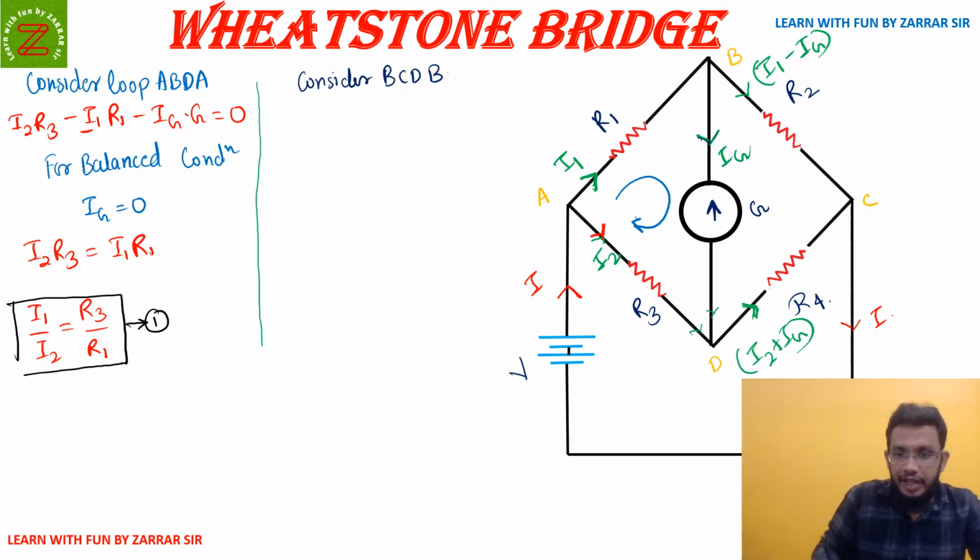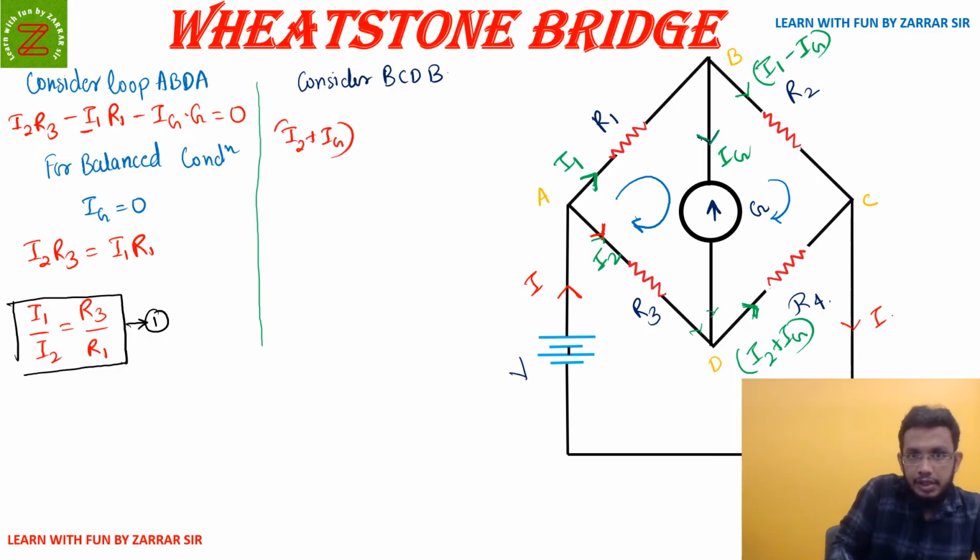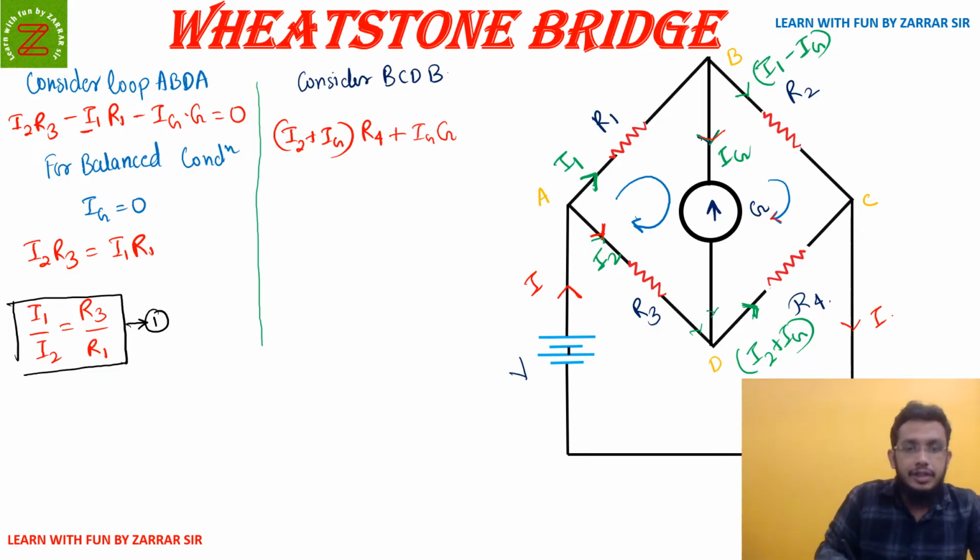So let's assume the direction to be again clockwise. Okay. So I2 plus Ig is in the opposite direction, so we'll take it as positive. So I2 plus Ig times R4. Ig and the assumption is again on the opposite side. So if they are opposite, I'll write plus Ig times G. Okay, just a second. This Ig looks very small. Okay, I'll enlarge this. Okay, so this is Ig times G.